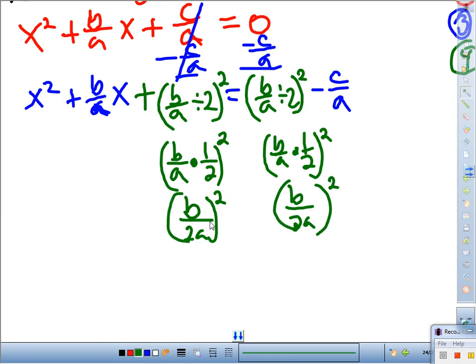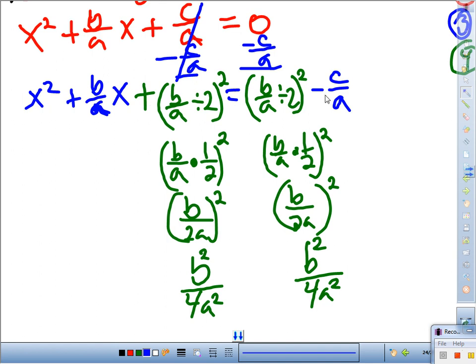I still have the parentheses. So what is b to the second power? B squared. What is 2a to the second power? 4a squared. So this is b squared over 4a squared. Am I done getting rid of those parentheses? Yes. So now, since I did that in 3 different steps, that means I need to bring these down.